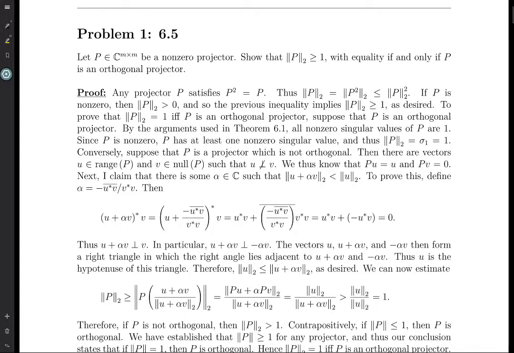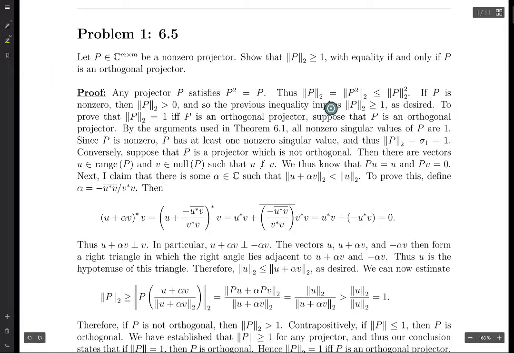All right, let's talk about projectors. Suppose we have a non-zero projector. We want to show that its two norm is greater than or equal to 1, with equality if and only if it's an orthogonal projector. We know that a projector satisfies P squared equals P. That's what it means to be a projector.